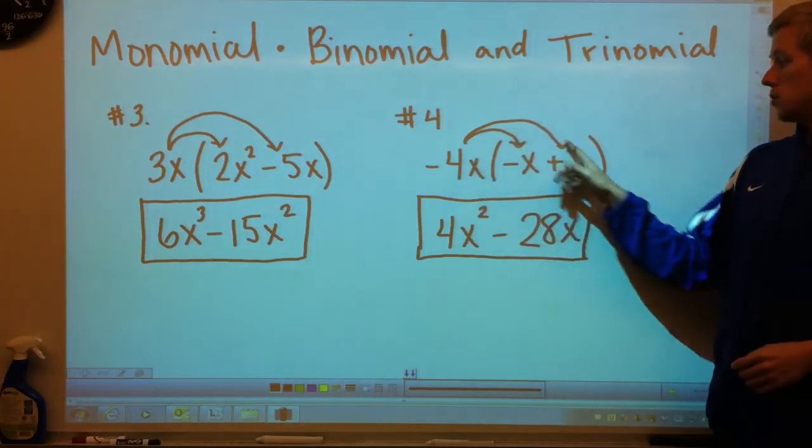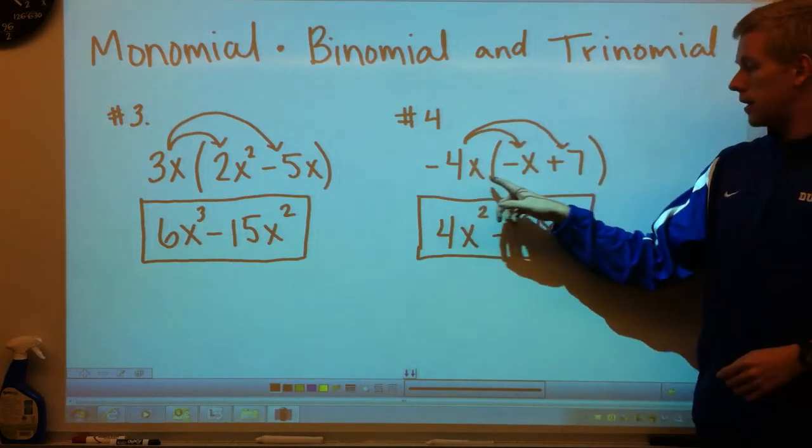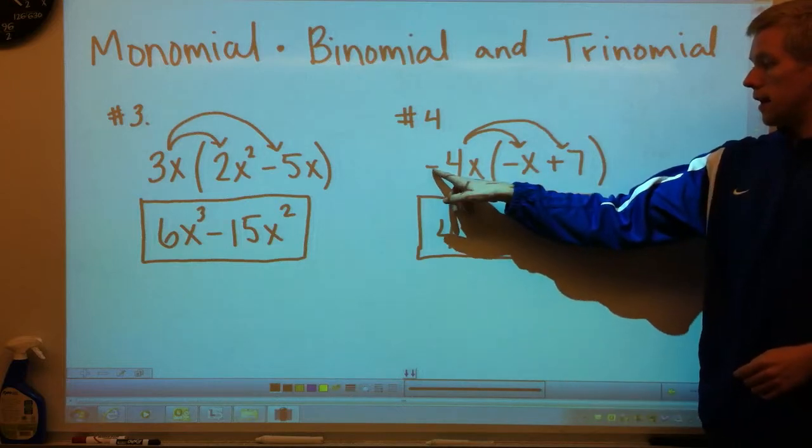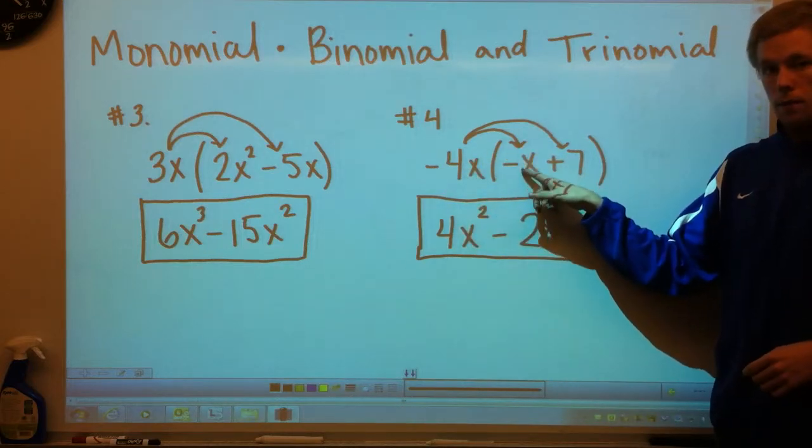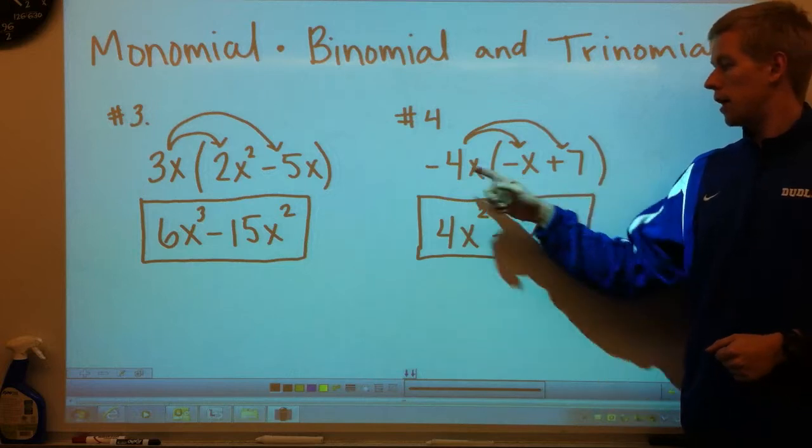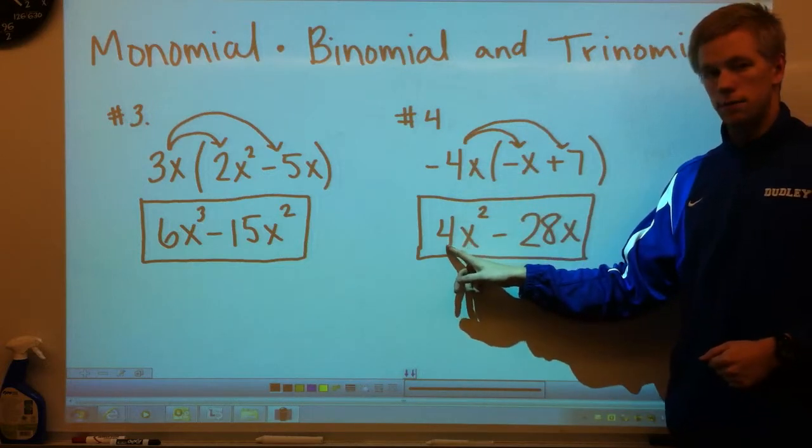Then we're going to distribute that to our positive 7. So negative 4x times negative x. This is a negative 4 times negative 1. Remember, the 1's imaginary, so we just have to remember negative 4 times negative 1 is positive 4.